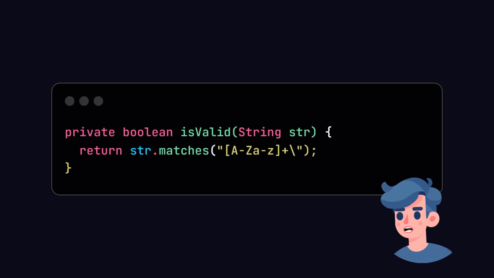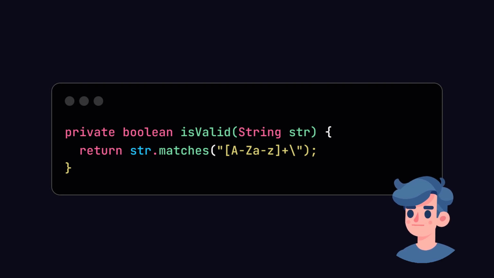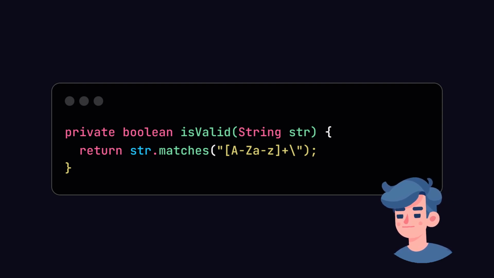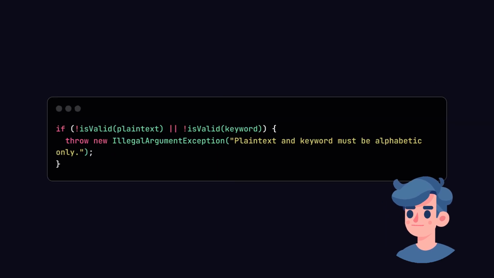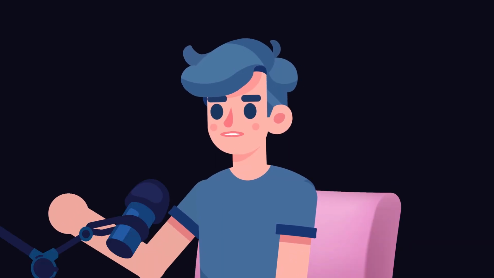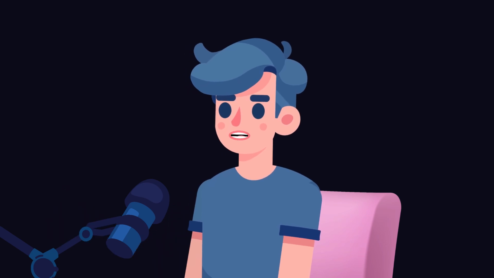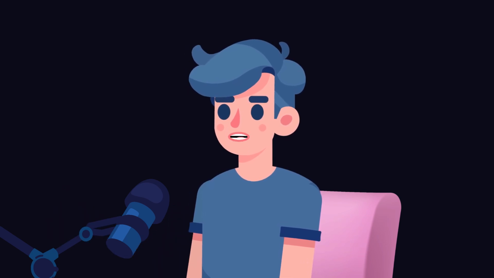To further enhance our implementation, let's handle edge cases such as non-alphabetic characters in the plaintext or keyword. We can add a validation method that checks whether both strings contain only alphabetic characters. With this validation check in place, we can modify both the encrypt and decrypt methods to use this check before proceeding with encryption or decryption. Now we can handle cases where the user inputs invalid characters more gracefully by alerting them with an error message.